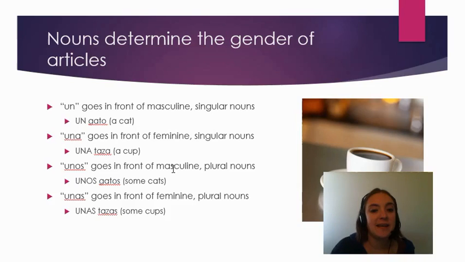We want to say some cats, more than one. Gatos is cats, we want to have the article that has os. So some will have os, unos. And then finally we've got feminine plural, some. When we're talking about tazas, cups plural, we want to have unas with an as that matches up with the as in tazas.